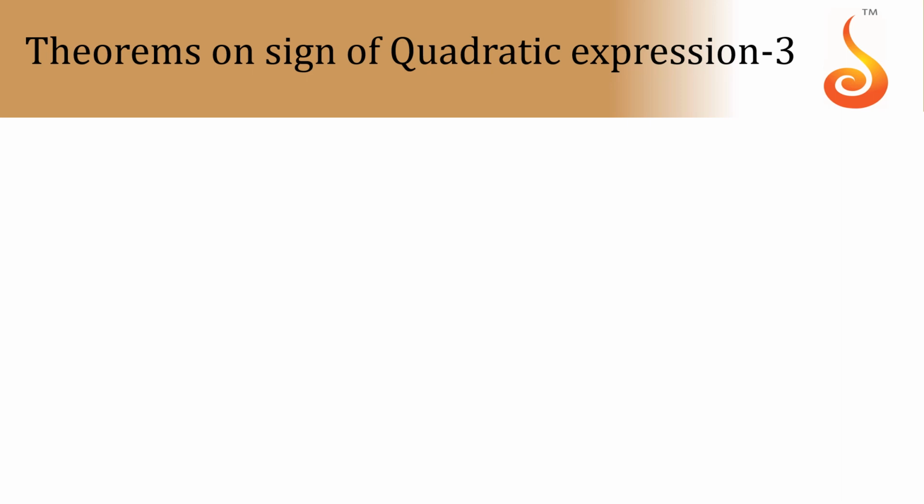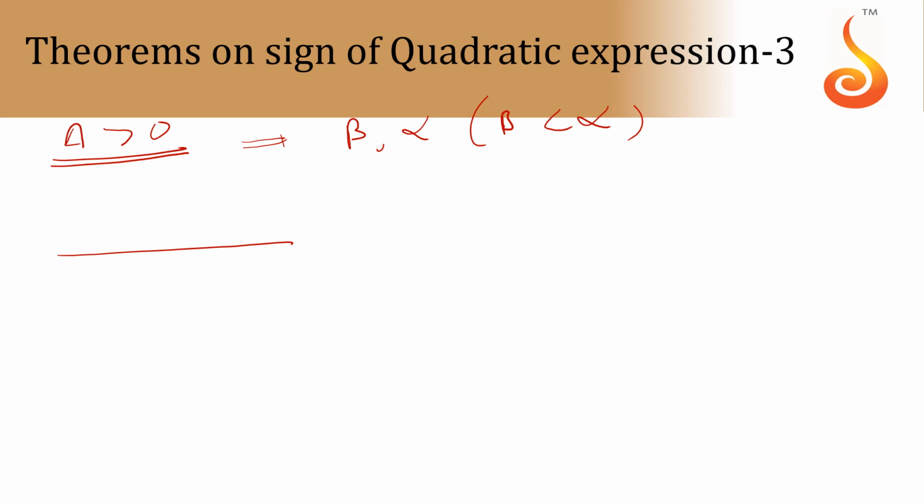Now let us see if delta greater than 0. You know that when delta is greater than 0, it should have two real and distinct roots. Let us say beta and alpha, assume beta is less than alpha. Now, when a is greater than 0, it should be upward and should have two roots, means this should be the diagram.